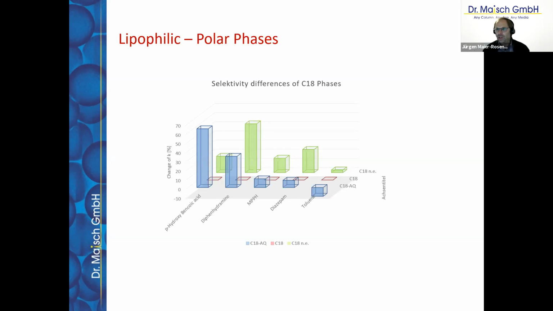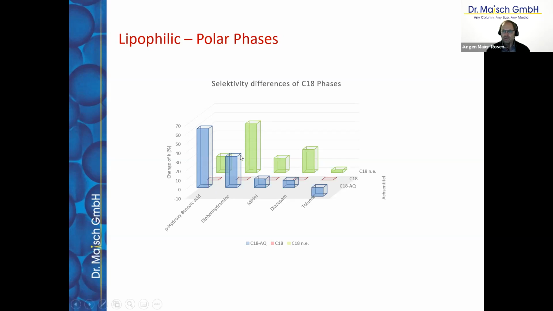If we go to the last compound, the toluene, it's a purely hydrophobic molecule, and what we're seeing here is that it has nearly no influence, because it has no polar interactions. It has only interaction with the C18 groups, and the C18 groups are pretty much the same. So the level of the interactions is pretty much the same.